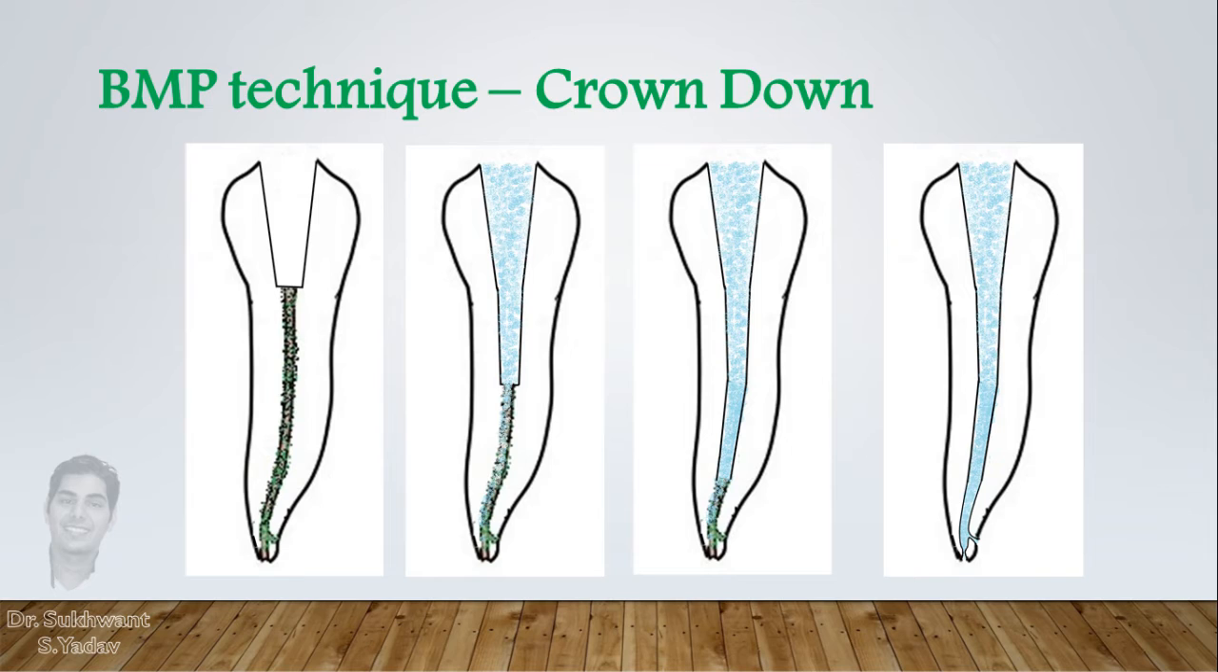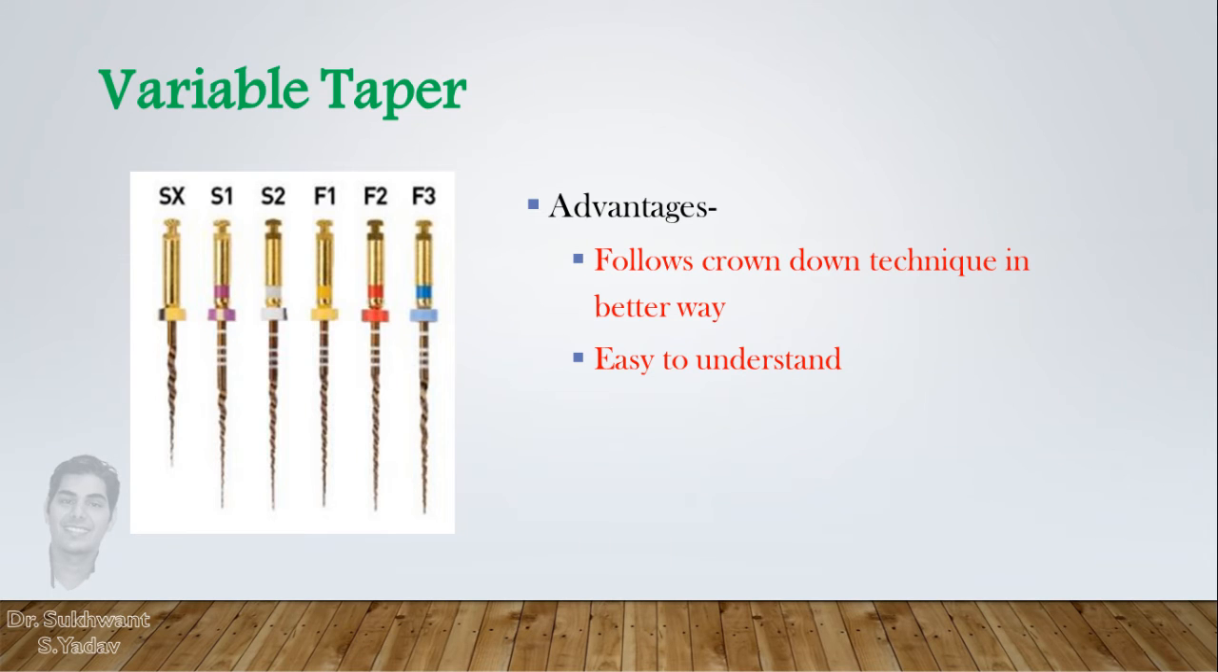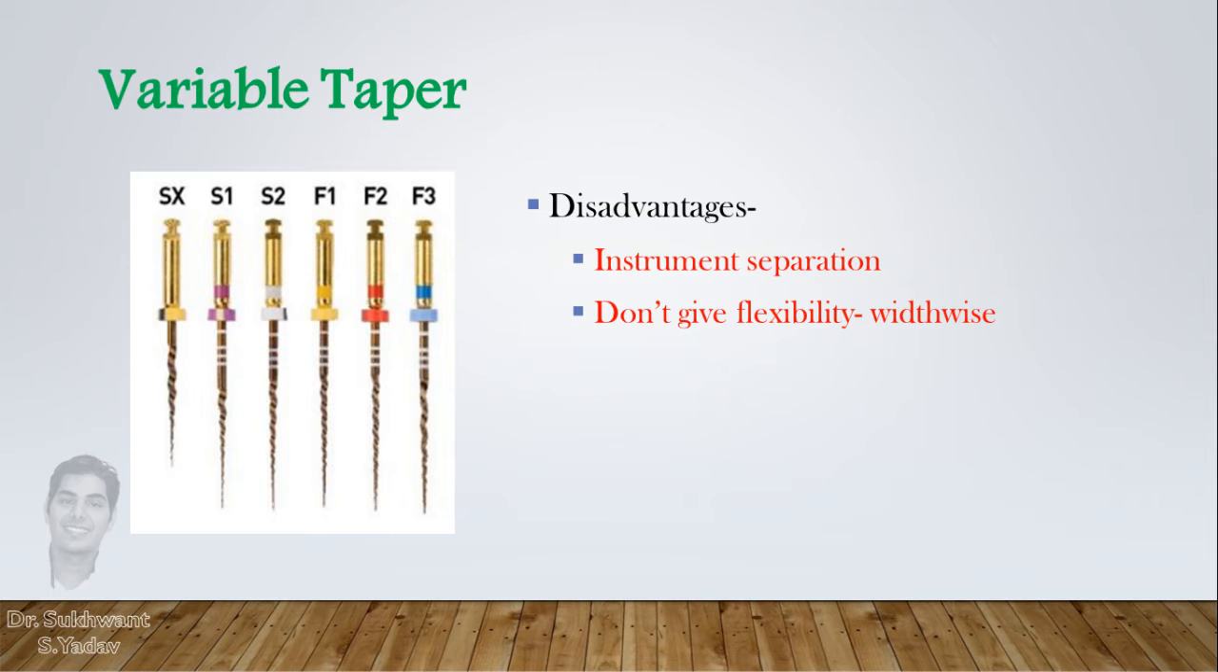So this system prepares the canal in a crown-down method: coronal, middle and then apical third, and that is the advantage of this file. Then this system is easy to understand. You need to just remember the sequence. This system works very well in wide canals. But the main problem is there are high chances of instrument breakage, especially in the apical third.